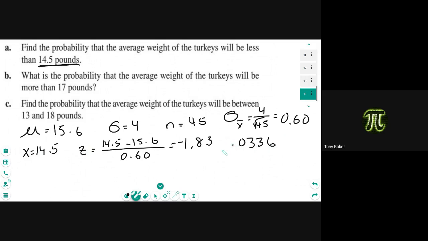So now we wanted less than 14.5 pounds, right? So is that the correct number? Yes, because on the graph we typically are looking at the left, which is the case here, so that is less. So that's the probability of that. Now we've got to do the same thing for 17. Yes. Yep.